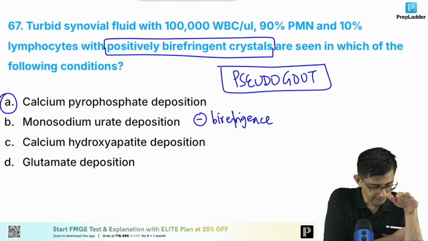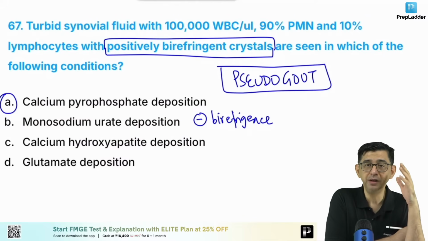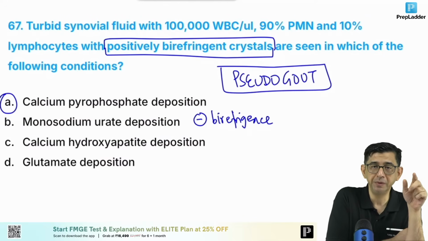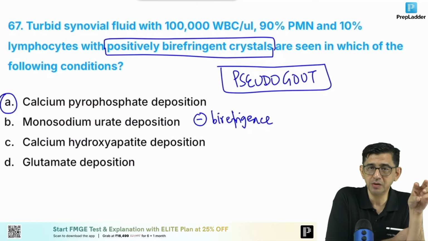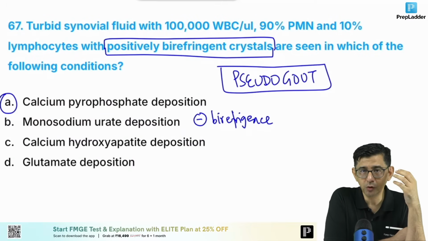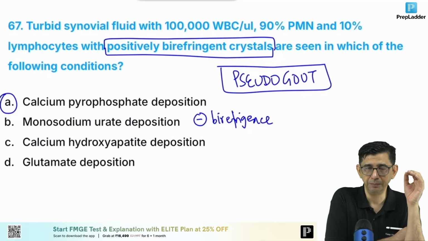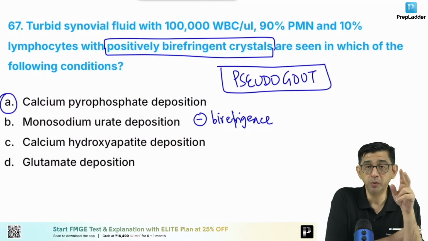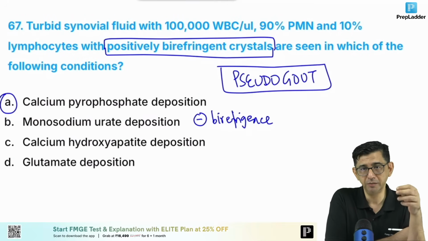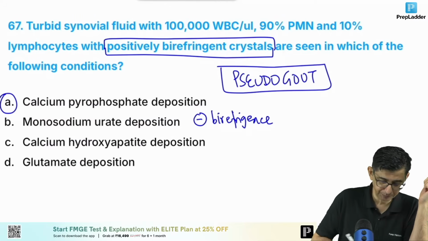So oval fat bodies are seen in all varieties of nephrotic syndrome, primary as well as secondary. So MGN, focal segmental glomerulosclerosis, minimal change disease, all of the conditions where the basement membrane is damaged and proteins are being lost. Lipids and proteins are in combination in the blood as lipoproteins. Now that combination is distorted, and therefore oval fat bodies also tend to come in the urine.